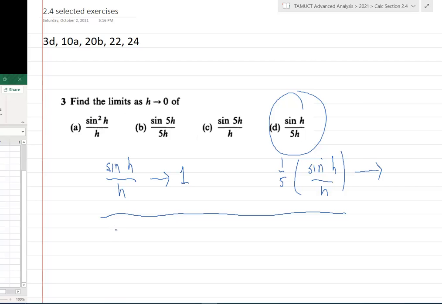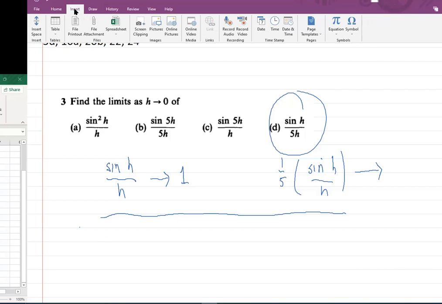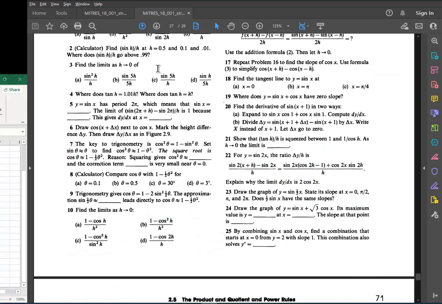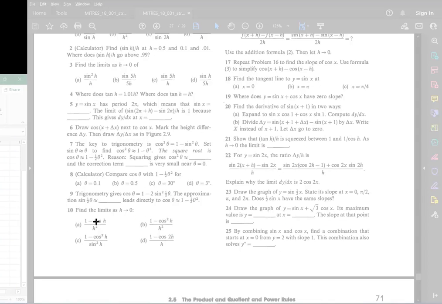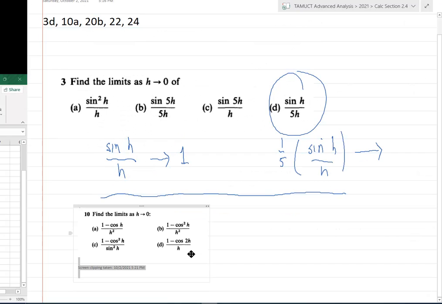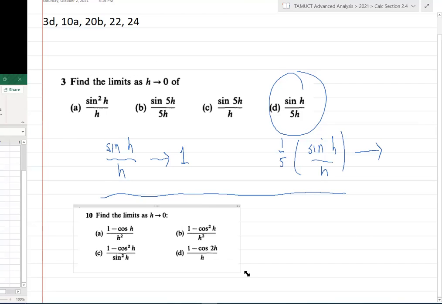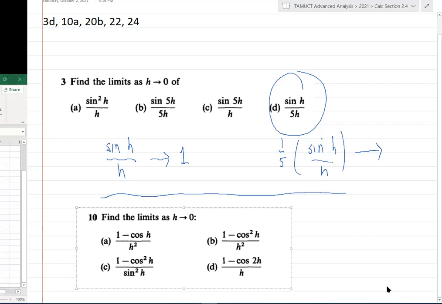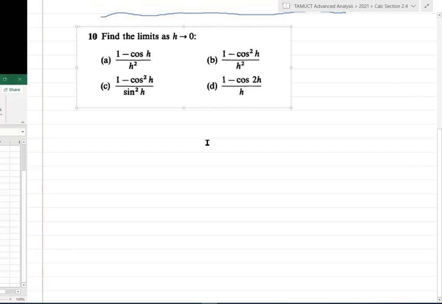10a is kind of similar. Let's look at that one. That's kind of interesting. 10a is here. Now, he does indicate something like this in the chapter. I do recommend you look back at the examples in the chapter, because sometimes those examples really can help you. Let's look at a here.